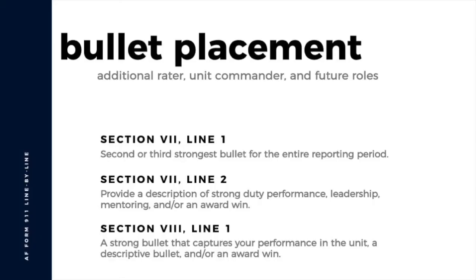So now in bullet placement, like in section 7, you may have the second or third strongest bullet for the entire reporting period. And in line 2 for the additional rater, you may have the strong duty performance, leadership, mentoring, or some type of award win. And then in line 2 with the unit commander, you want to have a strong bullet that captures your performance. Same thing applies again. And with the final evaluator, you want to make sure it is your top bullet for the year or award win, or whatever you may have, a strong descriptive bullet. You want to make sure that each one of those is strong.